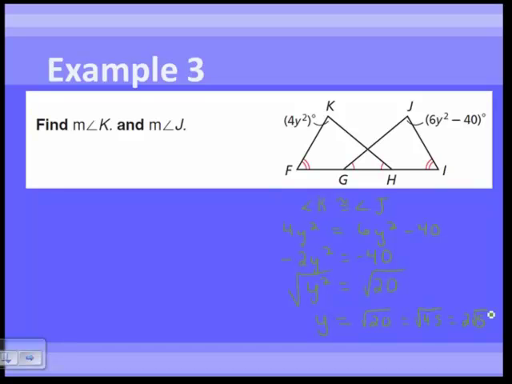Now, I didn't do plus or minus because we're dealing with real angles here, and I didn't want the answer to be negative. But I could do plus or minus because as soon as we substitute the number in there and we square it, it's going to be positive anyway.